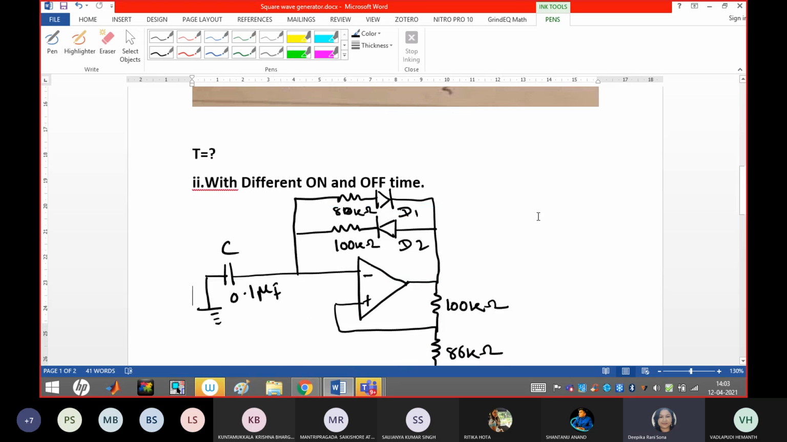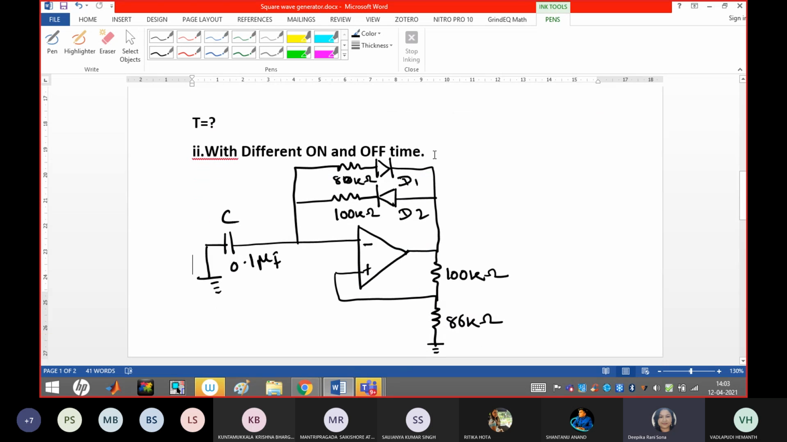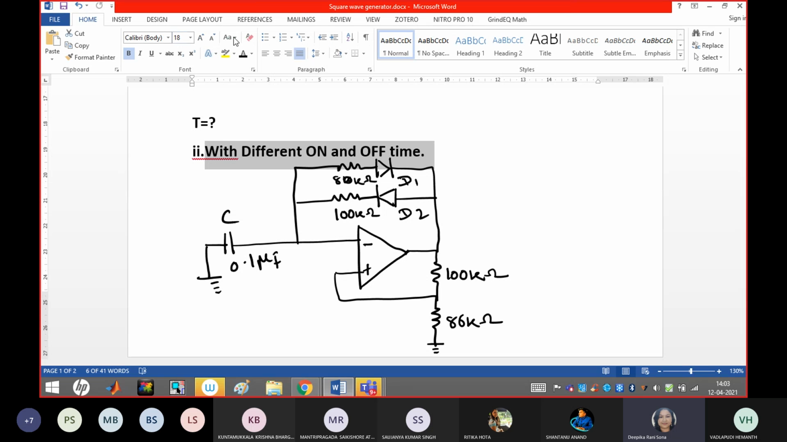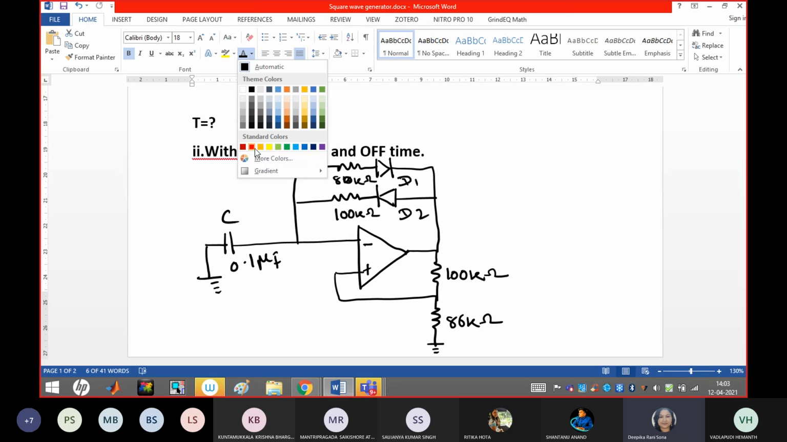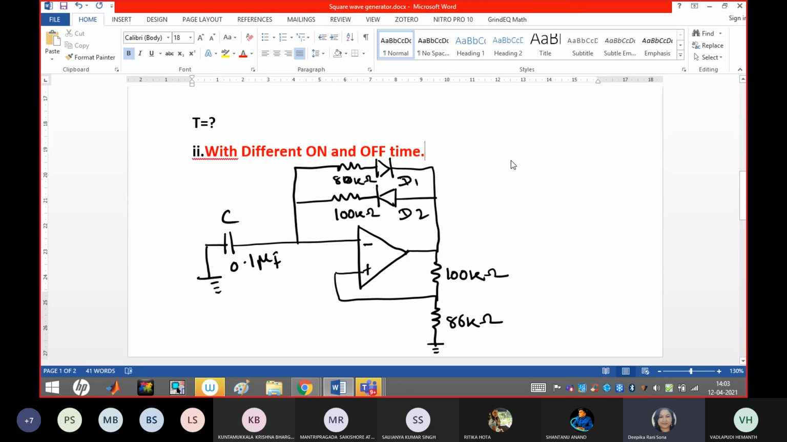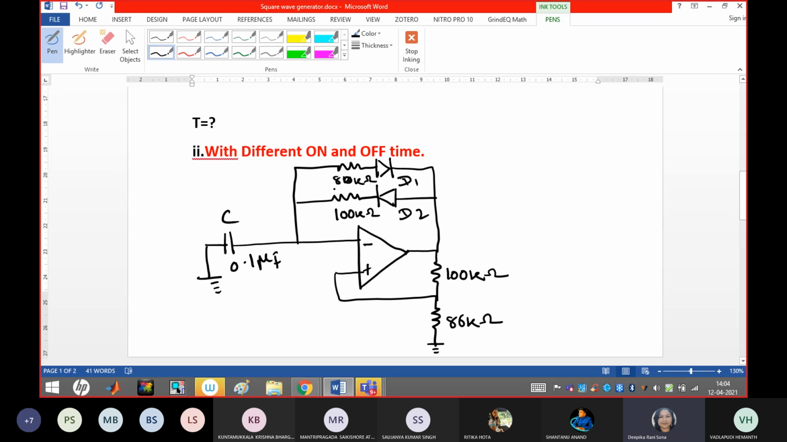Then the second one, with different on and off time. This is the second part for you guys. So make a note of it. How do you get different on time and off time? What does it justify, guys? Different on time and off time means it is nothing but a rectangular waveform generator. Previously we have seen that it was a square wave, but in this case it is a rectangular waveform generator.